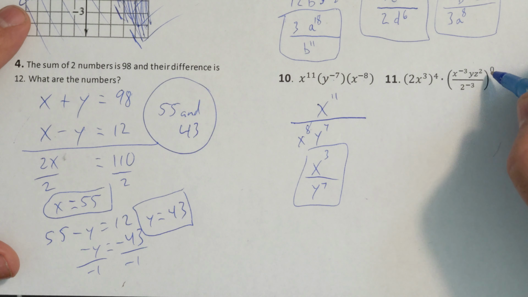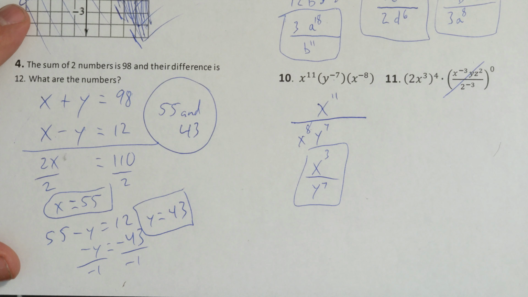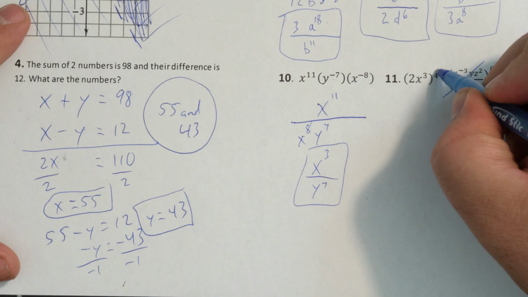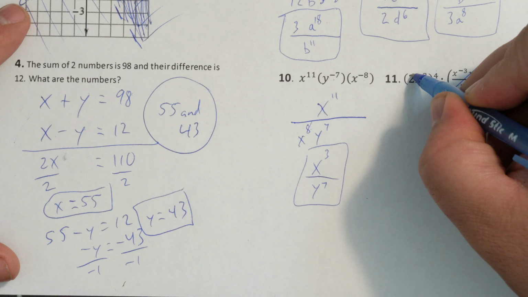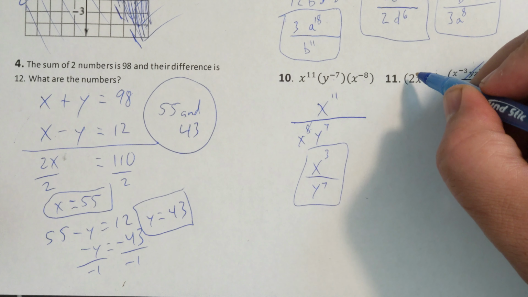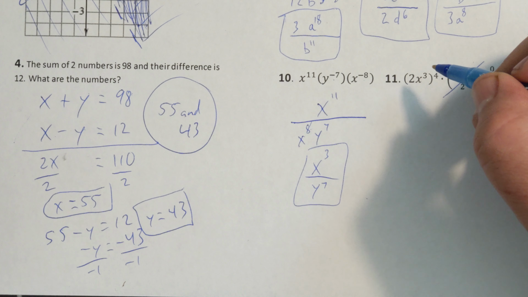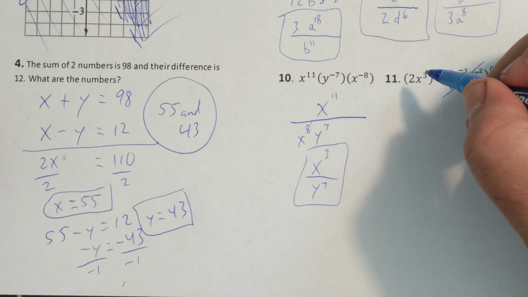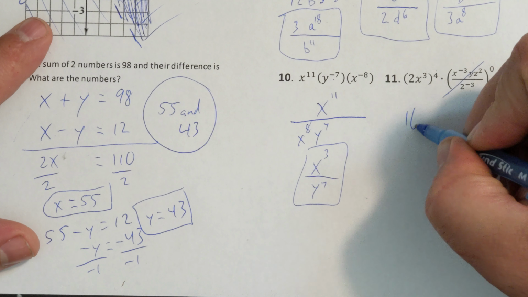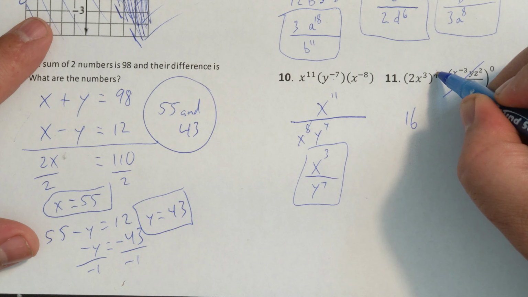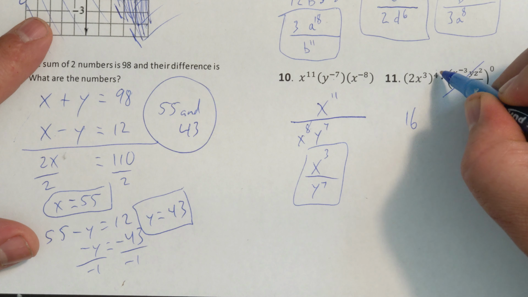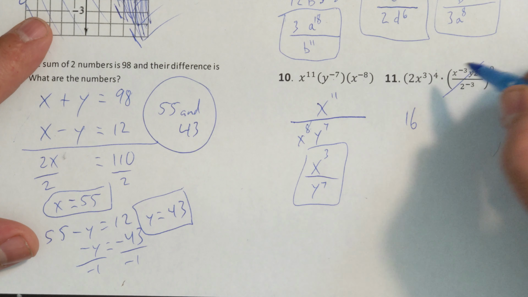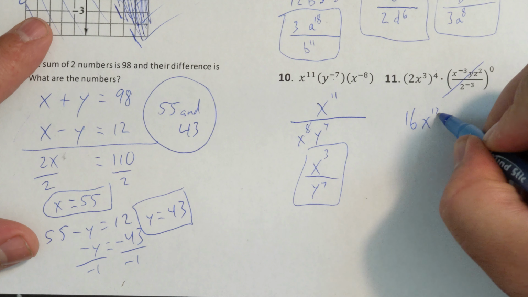For number 11, anything to the 0 power is 1, so we don't even have to worry about this side of it. That exponent is going to affect the 4, and it's going to be 2 times 2 times 2 times 2, 4 times. 2, 4, 8, 16. For the exponent, it's actually using the power rule, so 3 times 4, you're going to multiply those together. It's going to be x to the 12.